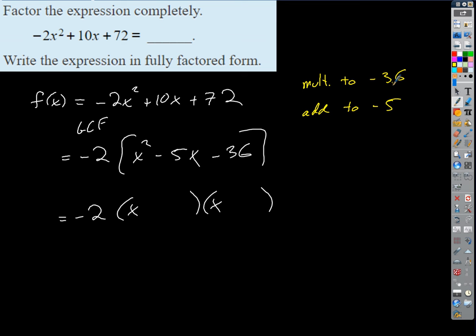And if they add to a negative, which one would be the bigger one? The negative would be the bigger one. Good. So we know it's got to look like that. And then what numbers would work? 9 and 4. Right. Negative 9 and positive 4. Negative 9 times 4 multiplies to negative 36. Negative 9 plus 4 adds to negative 5. Good. Done. That's it. Okay.